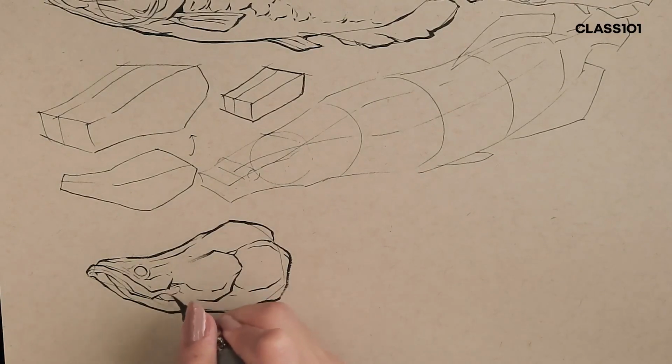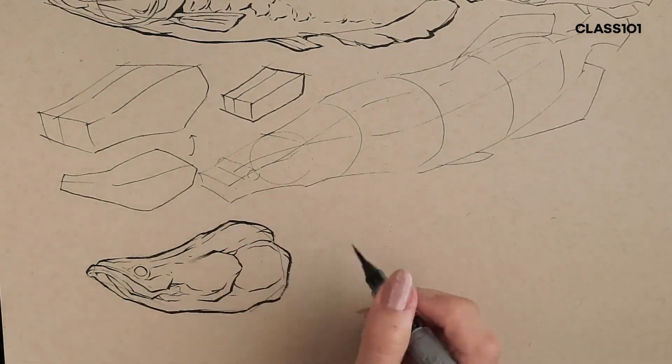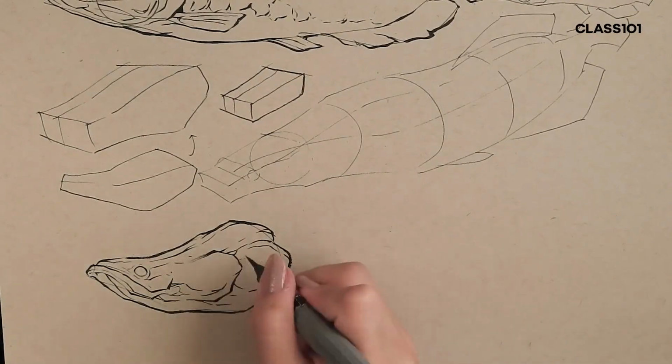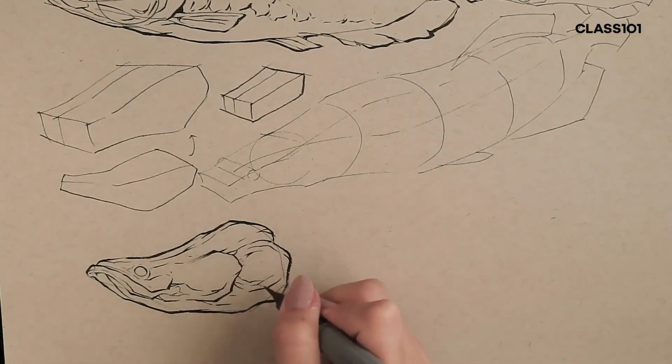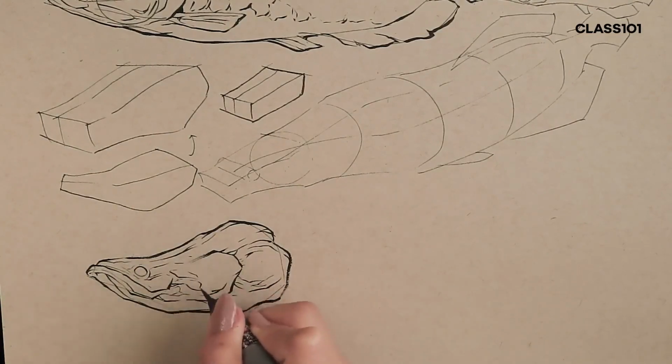So a couple of notes when drawing fish. When it comes to the eyes and the mouth, you want to put some ridges and folds around those features, and that's going to help it set into the body instead of looking like it's just a completely different form sitting apart from it.